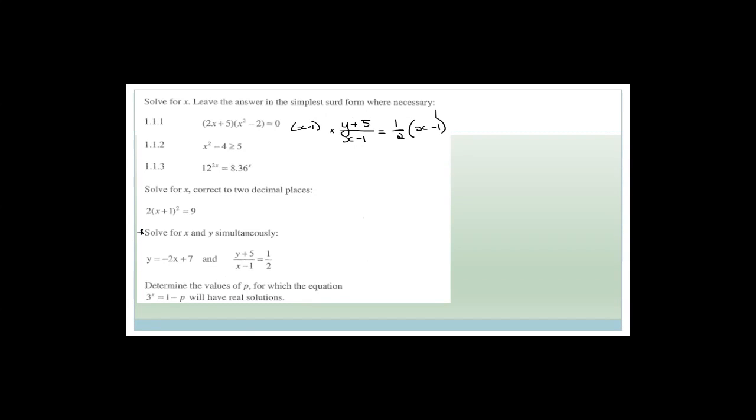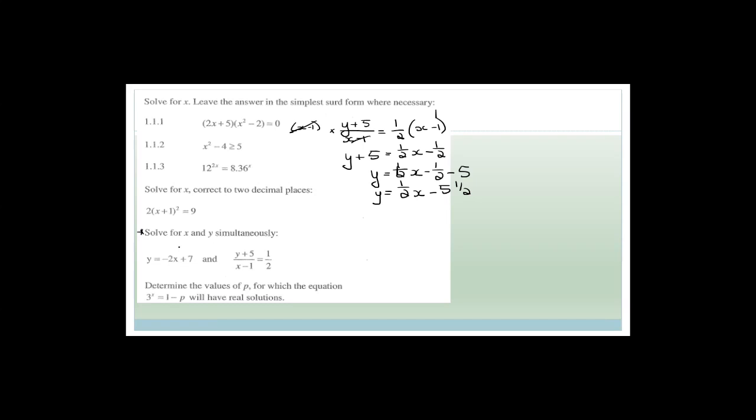Do you agree? So this cancels with this, and then we've got y plus 5 is equal to a half x minus a half. I'm just multiplying out that bracket. And then do you see that we can now just take this 5 across the other side? We're basically subtracting 5 from both sides. We take the y, and it becomes a half x minus a half minus 5, which becomes a half x minus 5 and a half. Awesome.